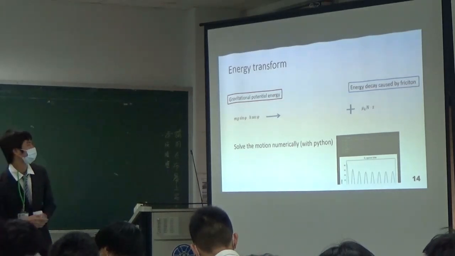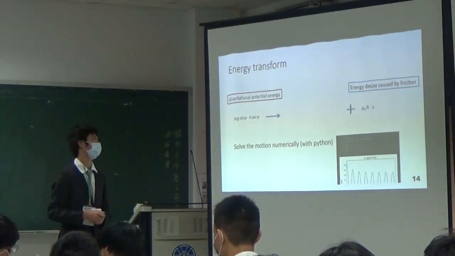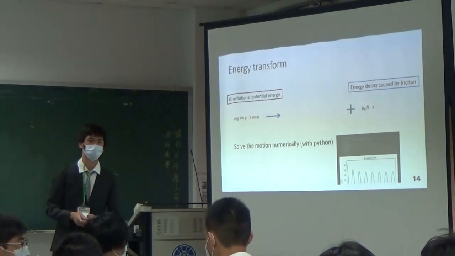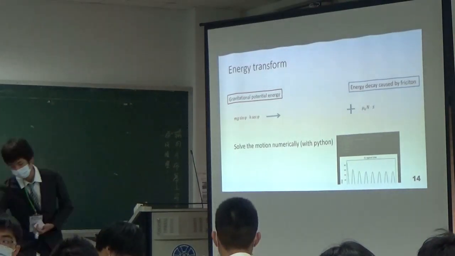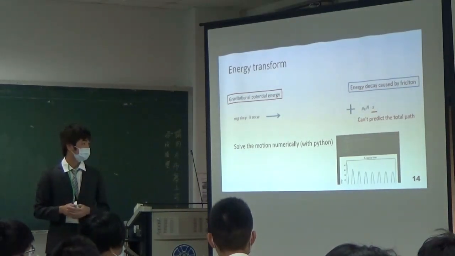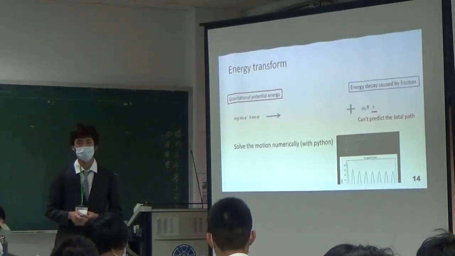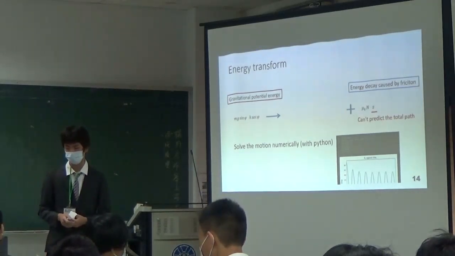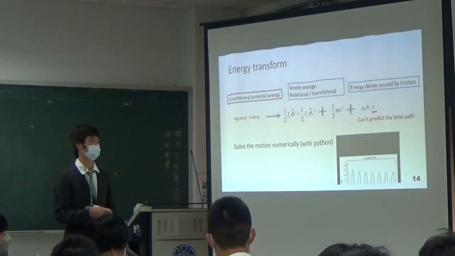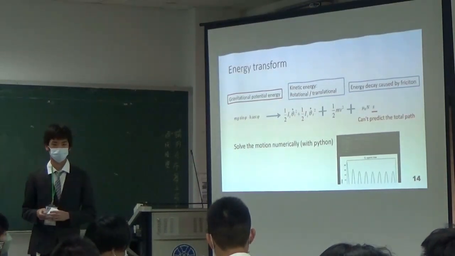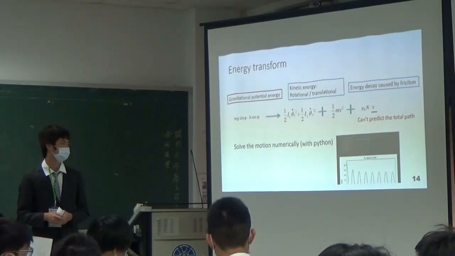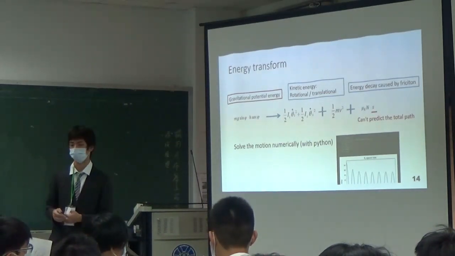And I would like to talk about the energy transform. We can see that the gravity provides the potential energy for the whole motions, including the sliding and the rotation. And the frictions are responsible for the energy decay. However, in this case, we can predict the total path to calculate the frictions. So we can predict the motions this way. So we decided to solve the equation of motions numerically with Python.